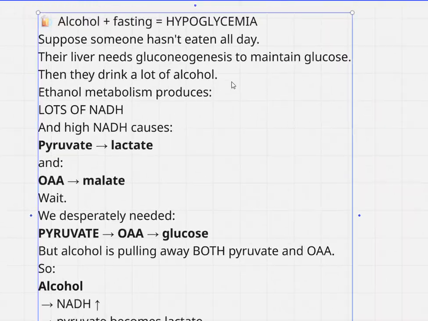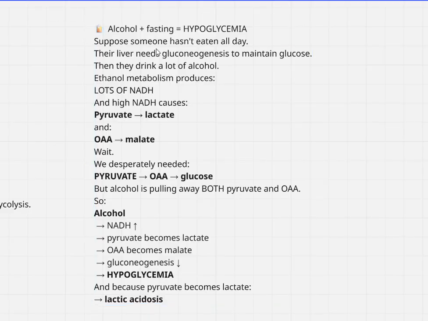Now, when you have alcohol and fasting, you get hypoglycemia, right? Suppose someone hasn't eaten all day, their liver needs gluconeogenesis to maintain glucose. Then they drink a lot of alcohol, ethanol metabolism produces lots of NADH, right? And high NADH causes a lot of pyruvate to get converted into lactate, and a lot of oxaloacetate is converted into malate, right? Now wait, we desperately needed pyruvate to get converted into oxaloacetate so we can make more glucose, but that's not happening here. Alcohol is pulling away both the pyruvate and the oxaloacetate.